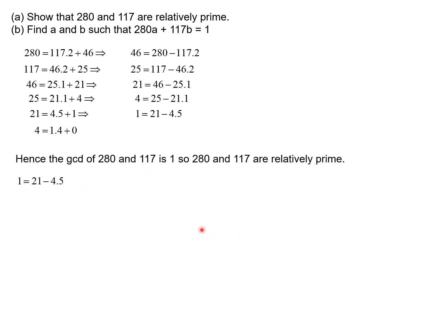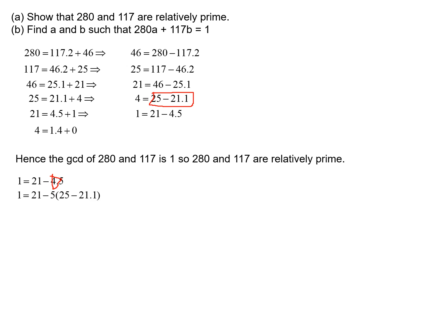For part B, we simply need to work towards getting multiples of 280 and 117, right? So in this case, as usual, based on the previous example, we start off with the lowest line, 1 equals 21 minus 4 multiplied by 5, right? So we need to substitute the equivalent of 4 into the earlier line. So we will substitute 4 equivalent to 25 minus 21 times 1 over here.